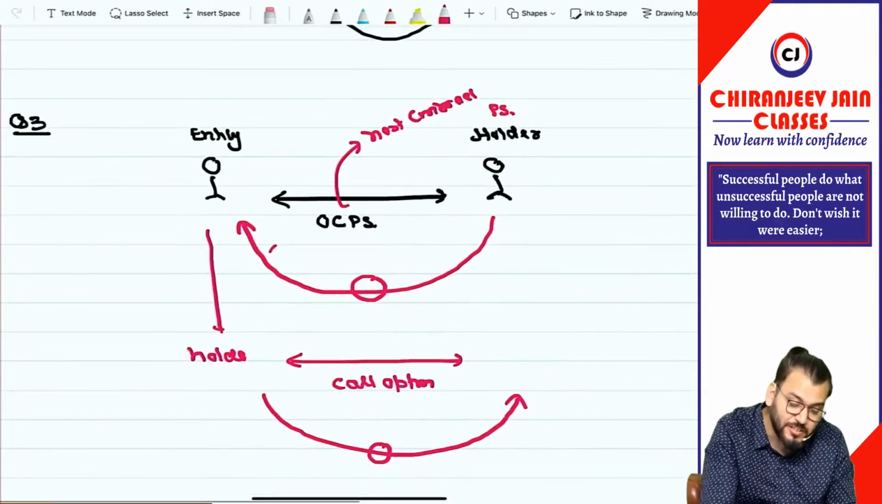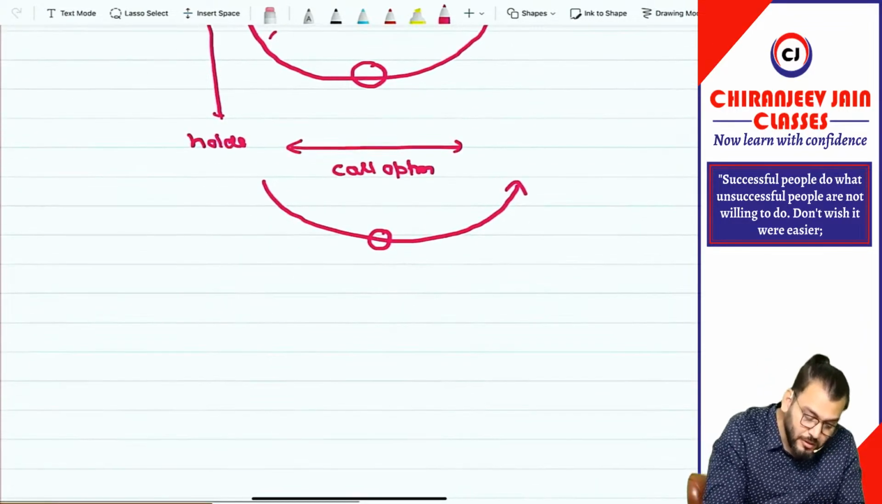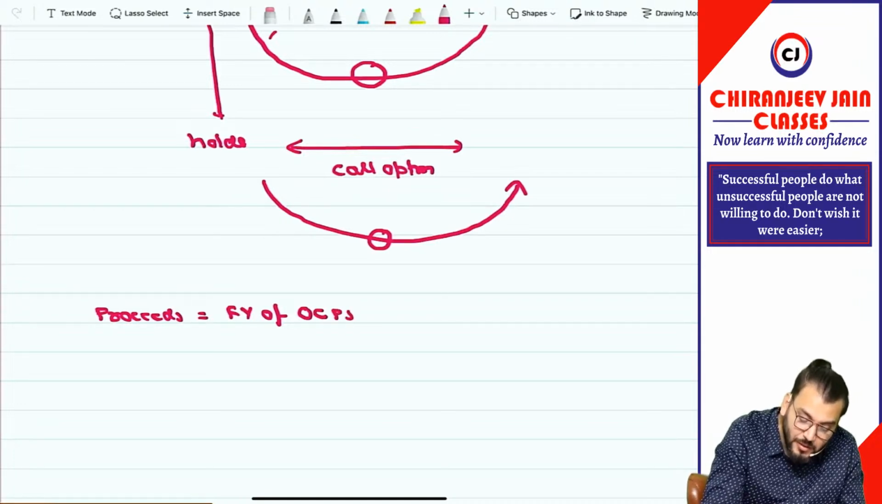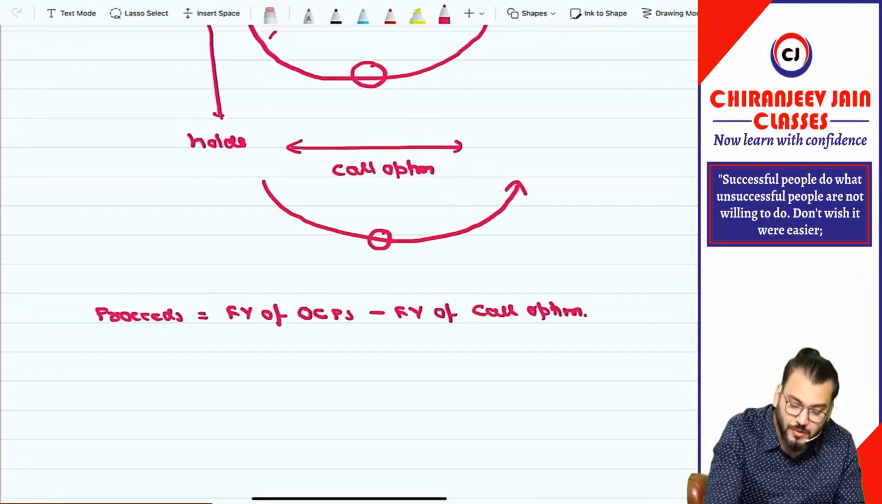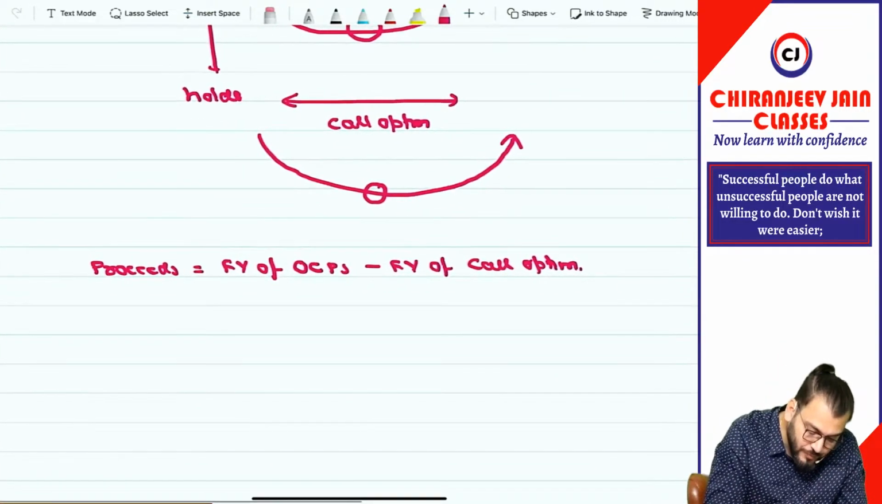So what is the total proceeds received in this contract? In this contract it is 10 lakh. Means can I say in this way? If I apply one equation, the equation will be: proceeds will be equal to fair value of optionally convertible preference shares minus fair value of call option. I hope you have understood. Correct? This point, have you understood? Correct. Now proceeds is equal to how much? 10 lakh.